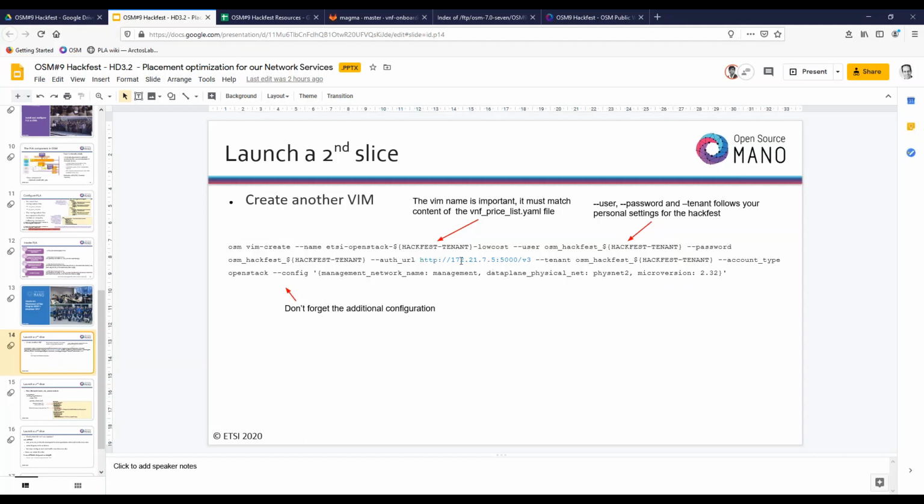You may notice that there is another URL here, because we have in fact another VIM, another OpenStack set up. So the account type is OpenStack, and we shouldn't forget the additional configuration about the management network name and those things, so that things will be okay.